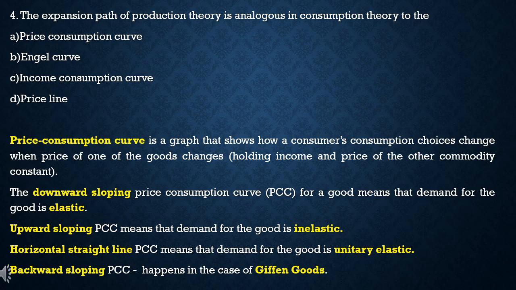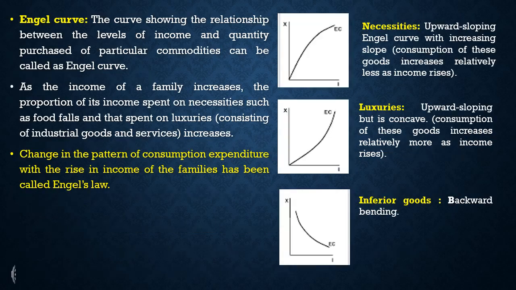Price consumption curve is a graph that shows how a consumer's consumption choices change when the price of one of the goods changes, holding income and the price of the other commodity constant. The downward sloping PCC for a good means that demand for the good is elastic. Upward sloping PCC means that demand for the good is inelastic. Horizontal straight line PCC means that demand for the good is unitary elastic. Backward sloping PCC happens in the case of Giffen goods.